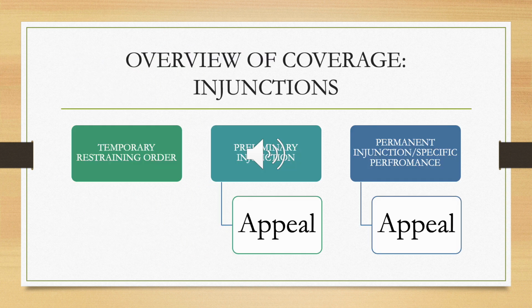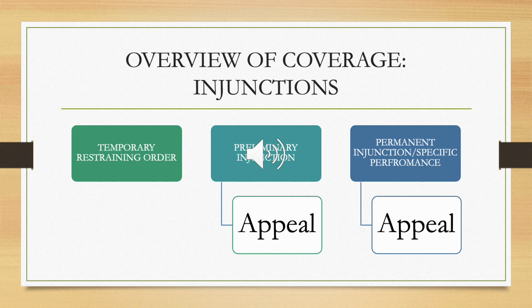Our look at coercive remedies will involve at least three different types of injunctions. The first is the temporary restraining order. The second is the preliminary injunction. And the third is the permanent injunction, a specific subset of which is specific performance, which has to do with an injunction pertaining to the performance of a contract.